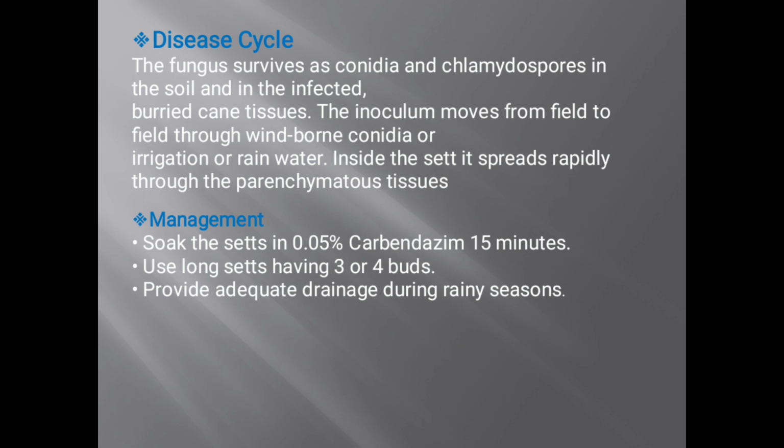Disease cycle: the fungus survives as conidia and chlamydospores in the soil and in the tissues of infected buried canes. The inoculum moves from field to field through wind-borne conidia and through irrigation and rainwater. The fungus spreads rapidly through the parenchymatous tissue.